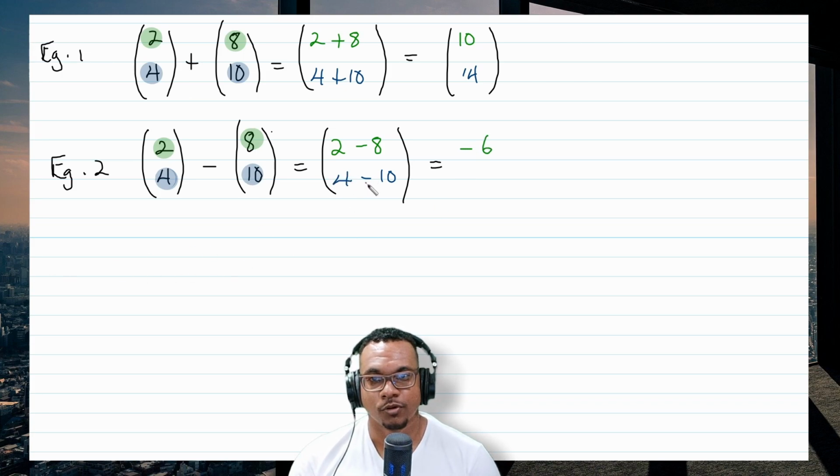Down here we have 4 take away 10. Again, positive 4, negative 10. The signs are different, so you have to subtract. 10 is the bigger magnitude, and the sign from 10 is negative, so the answer is negative. Take away 4 from 10, you get 6. So you're going to get negative 6.